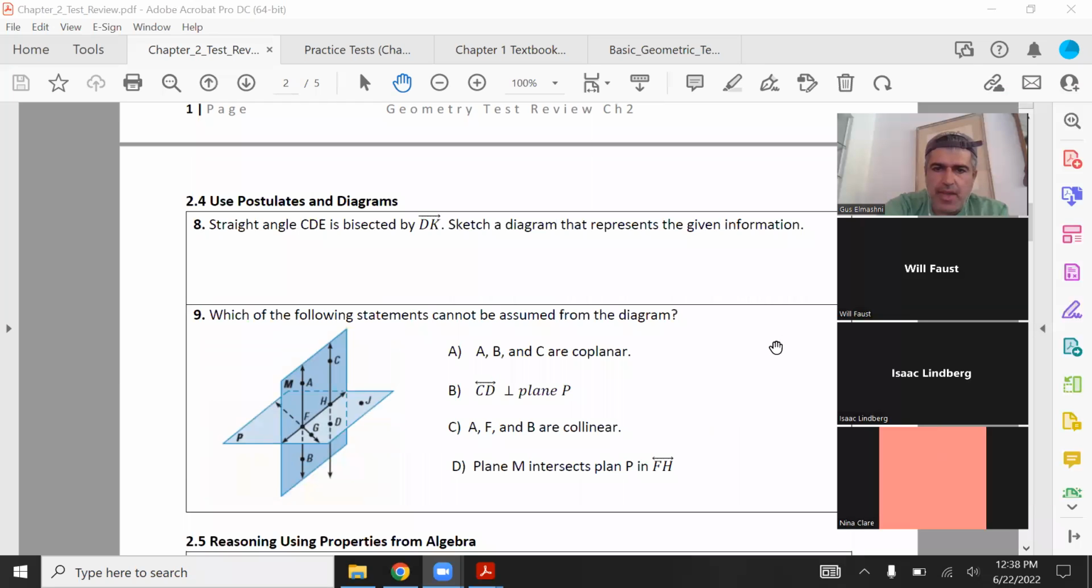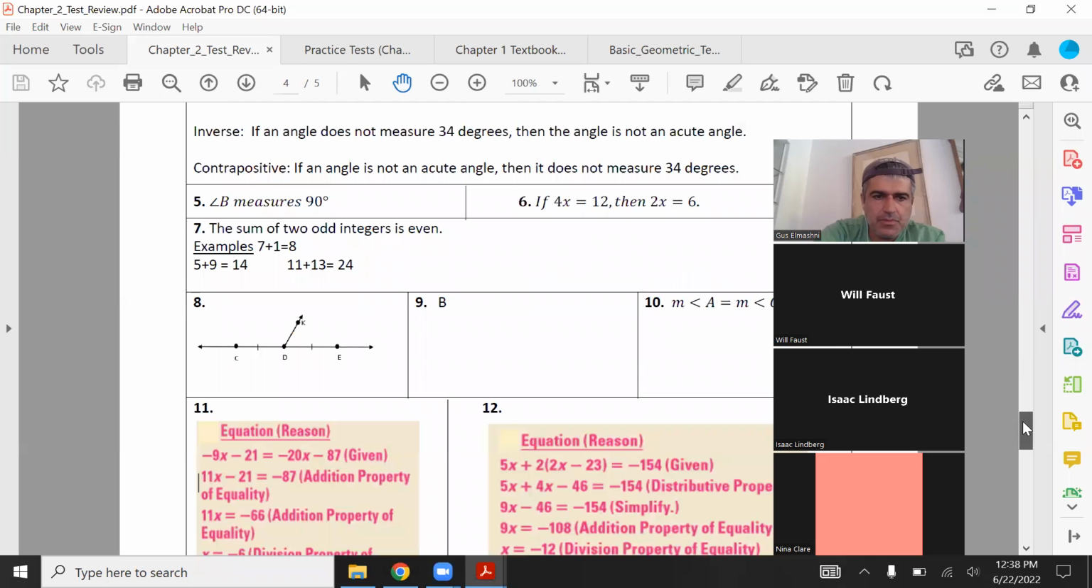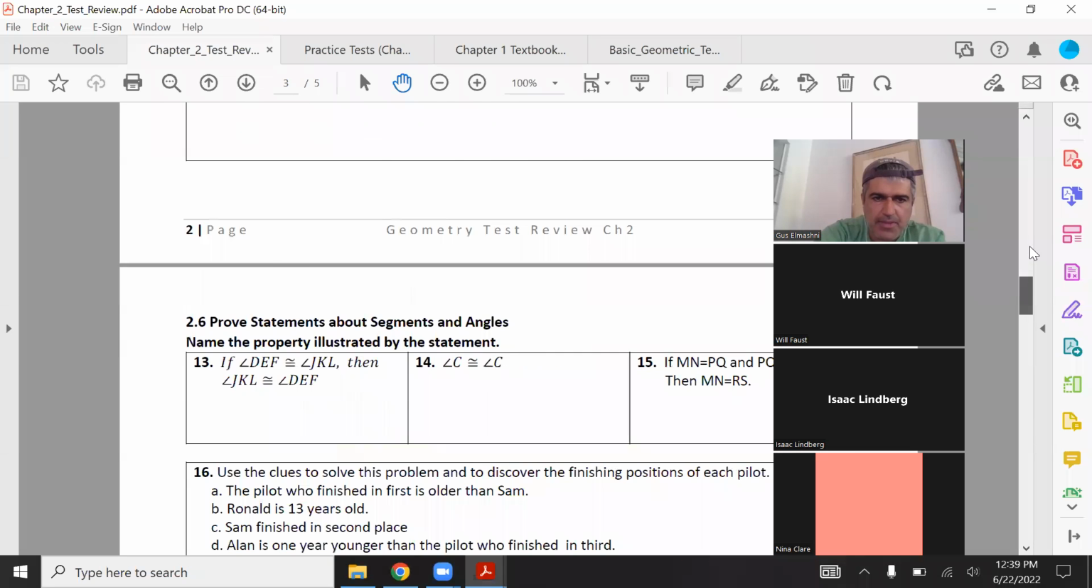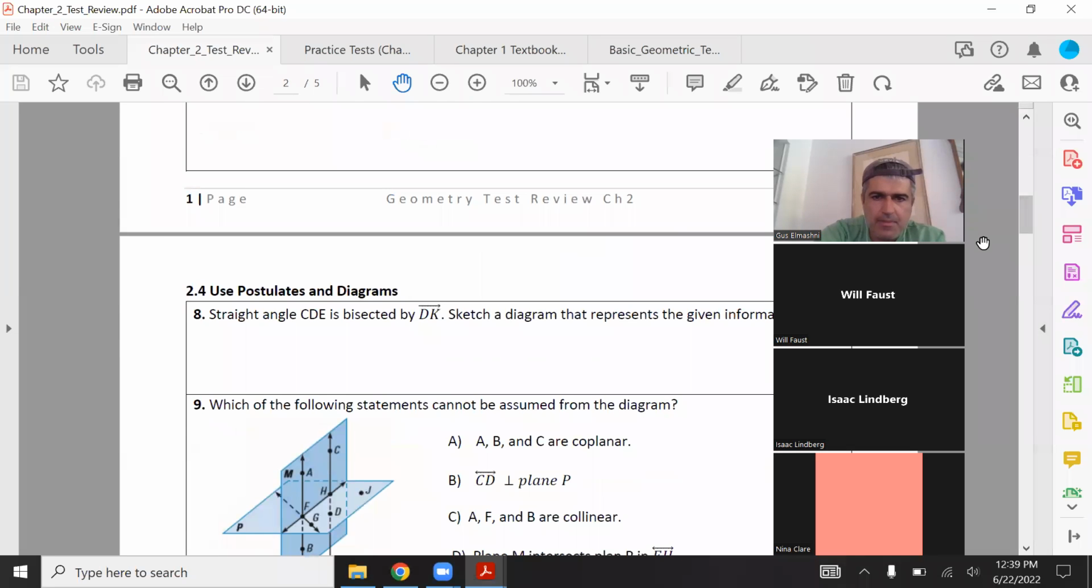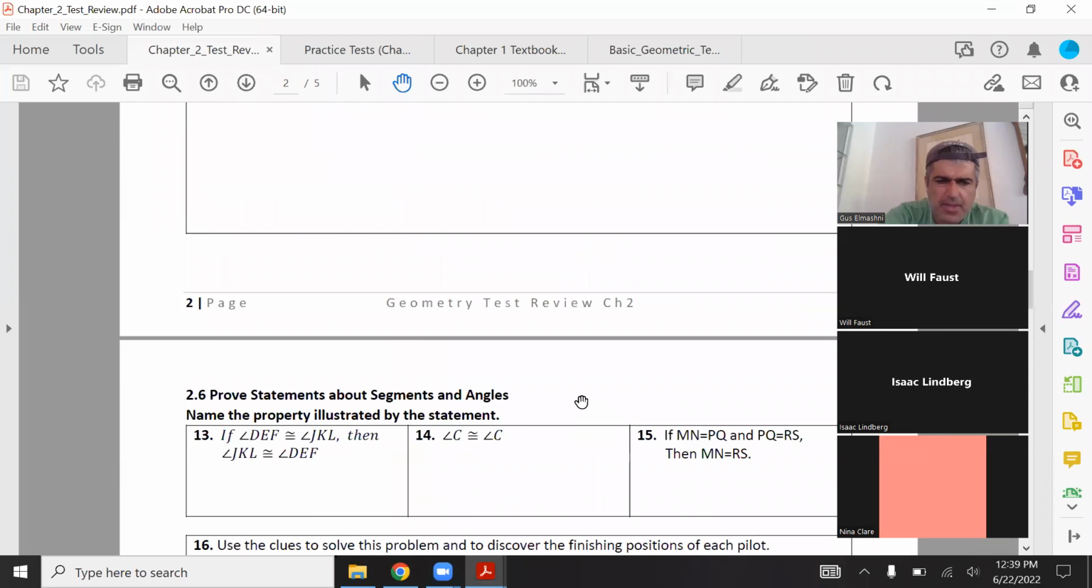Yeah, so let's look at the diagram there for that one. Yeah, so it's a segment bisector, not angle bisector. Wait, what? Straight angle CDE is bisected.